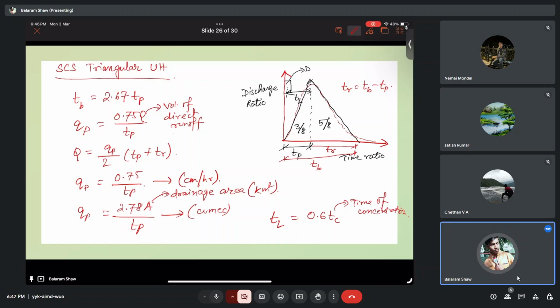Here, if you see the time to peak, TP, how can you write TP if D and TL are given? From the figure you can say that TP is D by 2 plus TL, right? And TL you have as 0.6 into TC. So if you have the time of concentration and the duration of the effective rainfall, then from there you can find TL also. TP will be equal to D by 2 plus 0.6 into TC, correct?